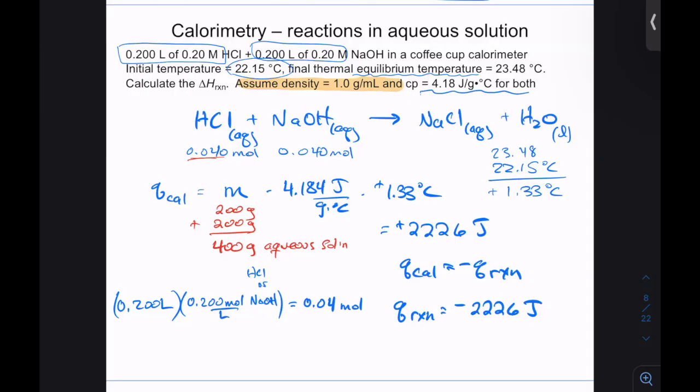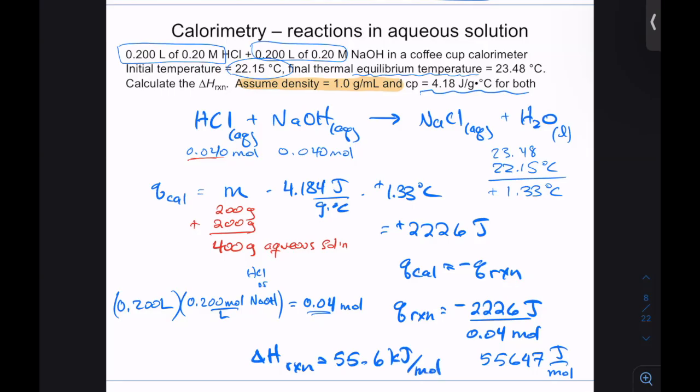So now let's calculate the delta H for that reaction. That's going to be that amount divided by the number of moles that were reacted. In this case, it's the same, right? So 0.04 moles. That's going to give us our delta H of this reaction. 55,647. That's joules per mole, but we want to report that in kilojoules. So that's going to be 55.6 kilojoules per mole, but it's negative, okay?